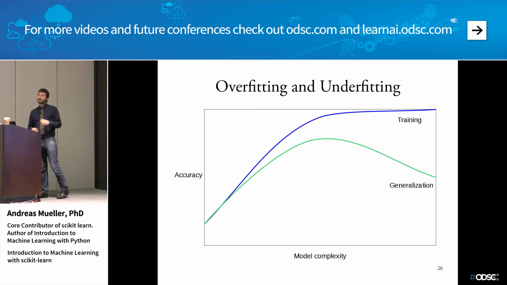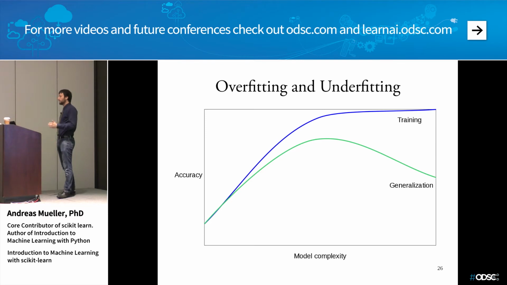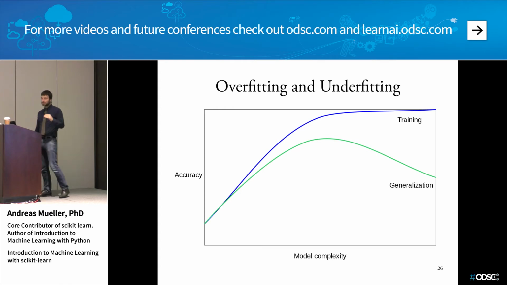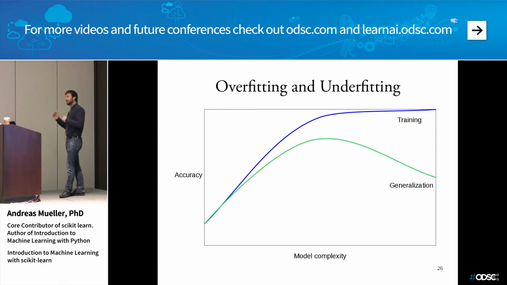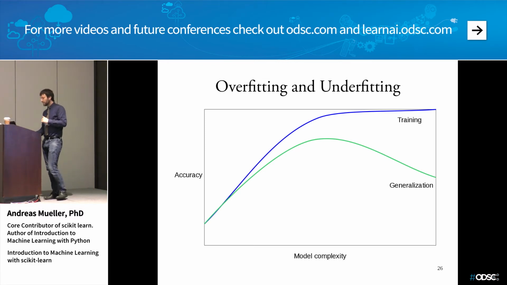But if I look at the test data set, a simple model might be too simple and will not do very well. And if I increase the model complexity, it starts doing better and better and better. But the difference between training and generalization performance will also be a widening gap. And so at some point, the performance will top. And then if I make the model even more complex, the generalization performance will go down.